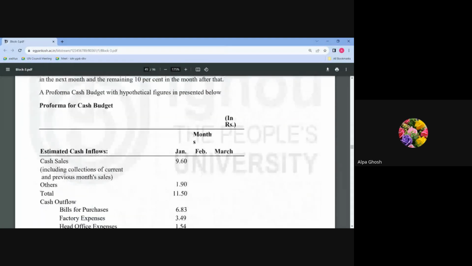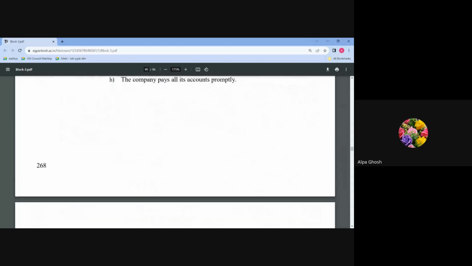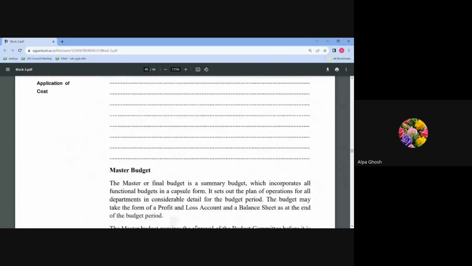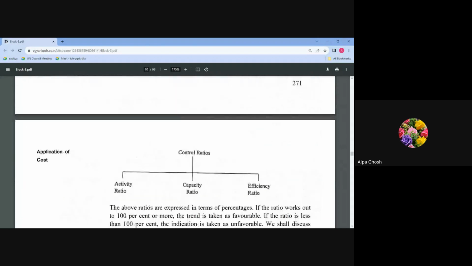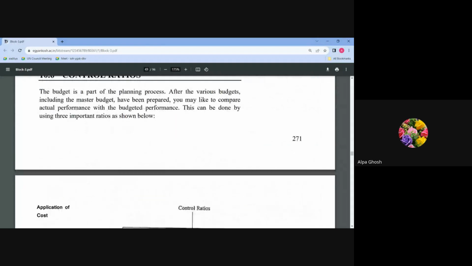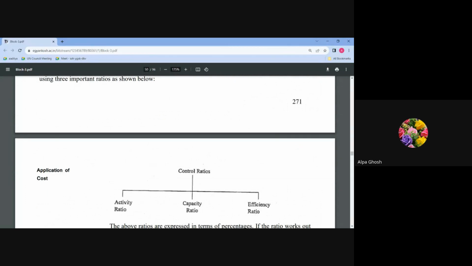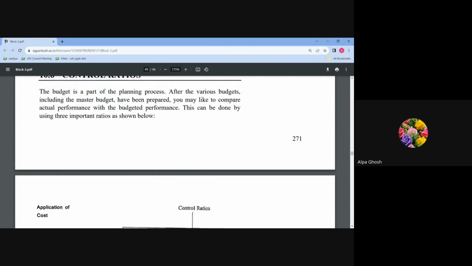All types of budgets are there, whether it is sales budget, purchase budget, overhead budget, or factory budget. Every type of budget is possible, because budget is nothing but what? It is your estimation of what you are going to perform. The next topic in this is controlling ratios.